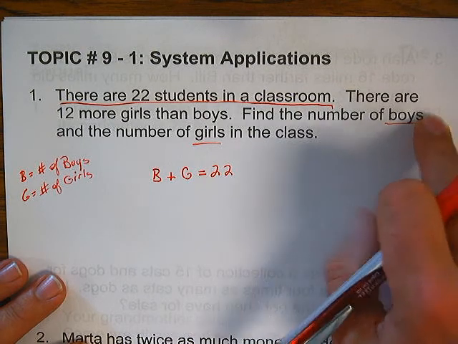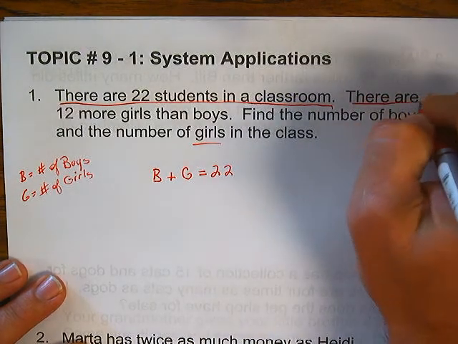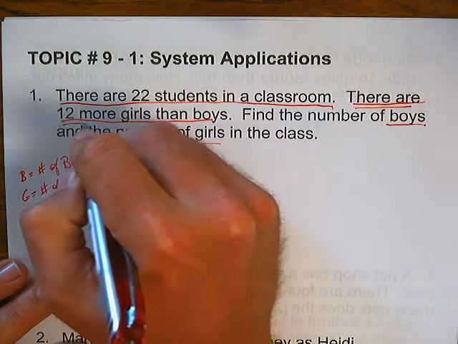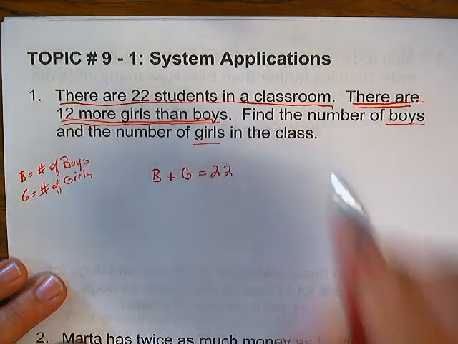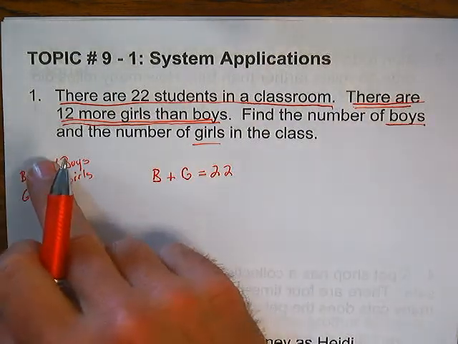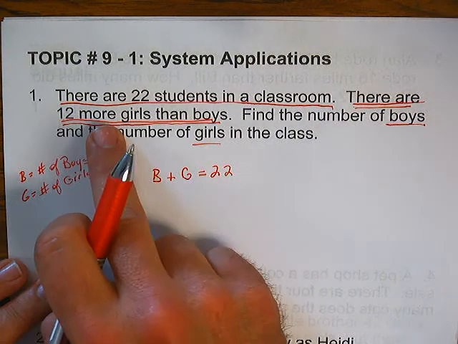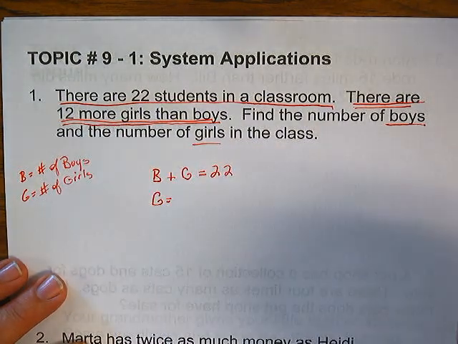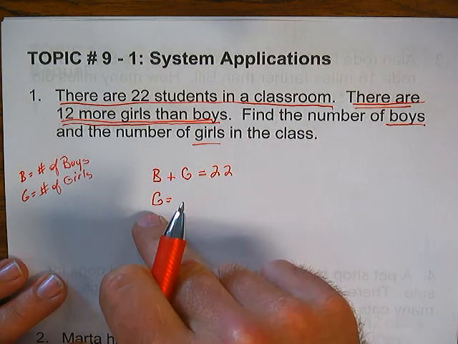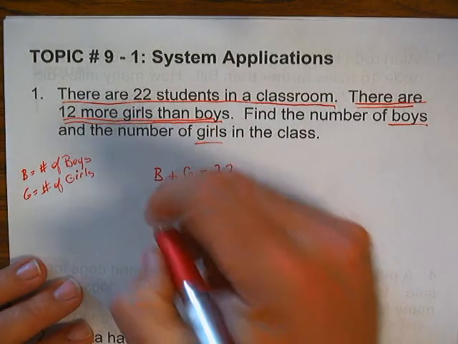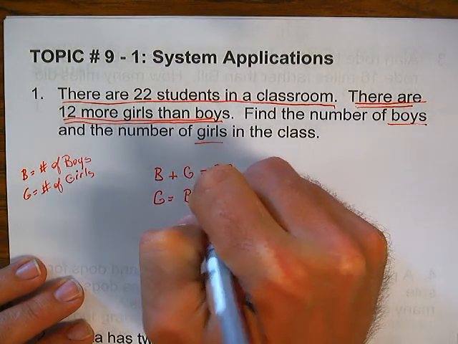Okay, now, next sentence. There are 12 more girls than boys. Now, I always start with the larger one. What's larger, the girls or the boys? The girls are larger, so I'm going to start with G equals. Now, how would I say there are 12 more girls than there are boys? That could be 12 plus B or B plus 12, either one.